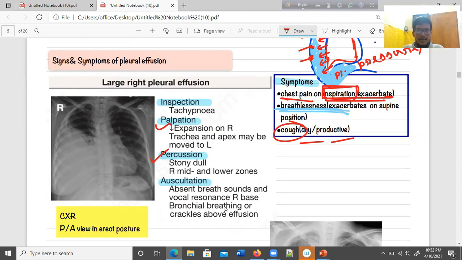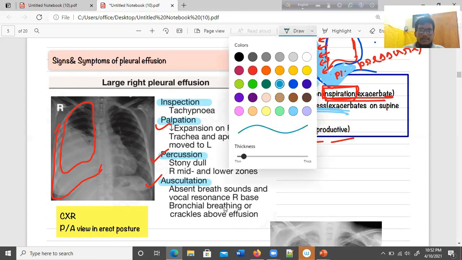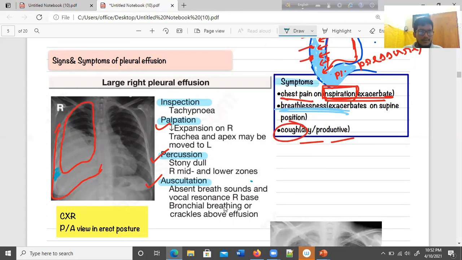Okay. Now another one is auscultation. If you auscultate, what is the basic concept? Look at the figure. Suppose this is the lung field, and this is the chest wall. Now there is the pleural fluid. Suppose this is the pleural fluid.